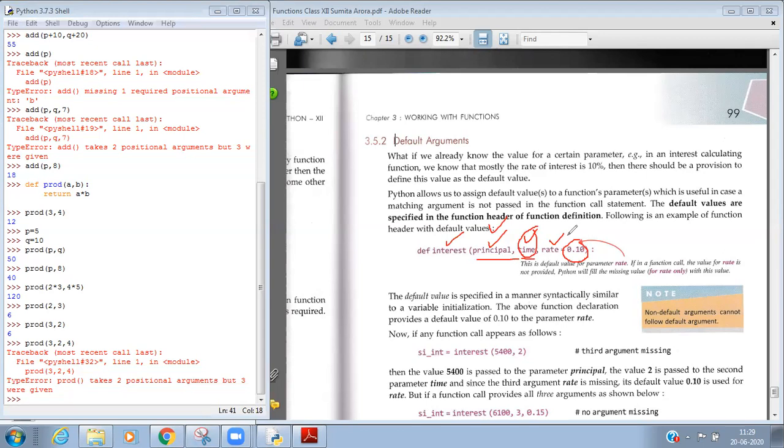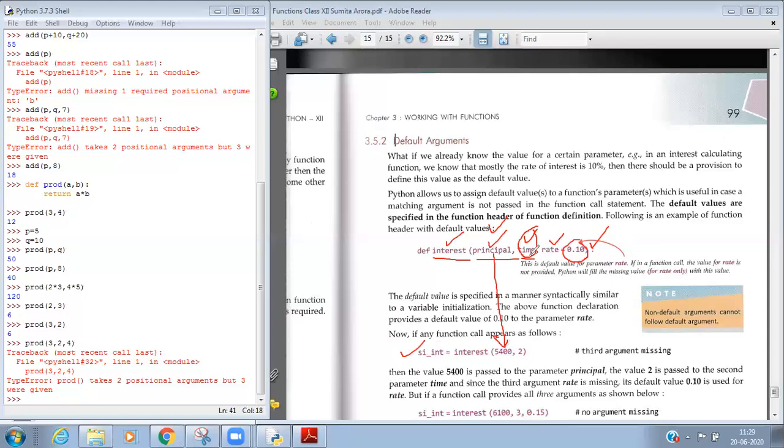If we provide the value, it will consider that value. If we do not provide the value, it will take this default value into consideration. So look at the example, the first call here. Interest is the name of the function that is required to call the function. The first value, principal, is passed here.